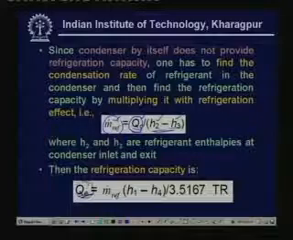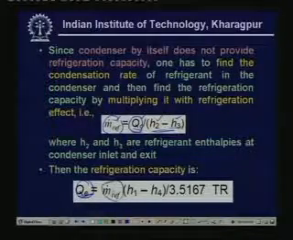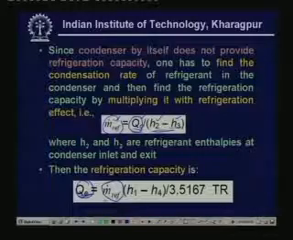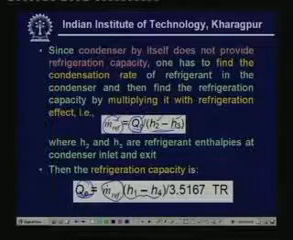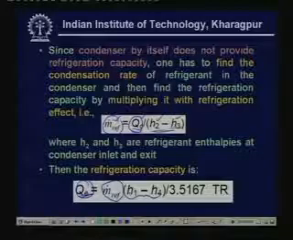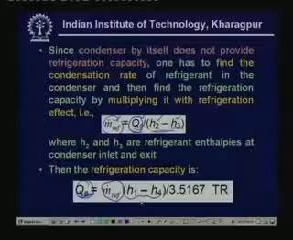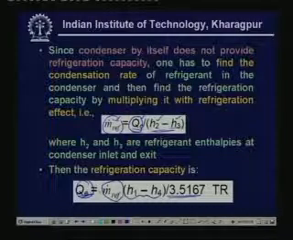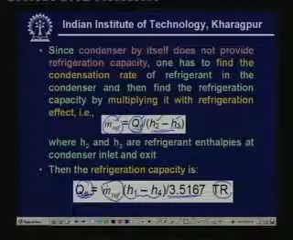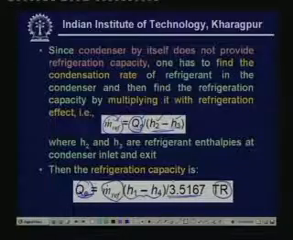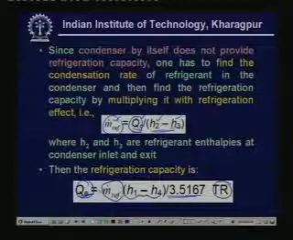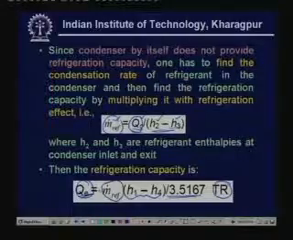Finally we need the refrigeration capacity, Qe = m-dot ref, which is the condensation rate in the condenser, multiplied by (h1 − h4), where h1 − h4 is the refrigeration effect. h1 and h4 are the exit and inlet enthalpies of the refrigerant. We are dividing this by 3.5167 because here all the refrigeration capacities are expressed in terms of tons of refrigeration. Here the units of mass flow rate should be kg per second and the units of enthalpy should be kilojoule per kg.